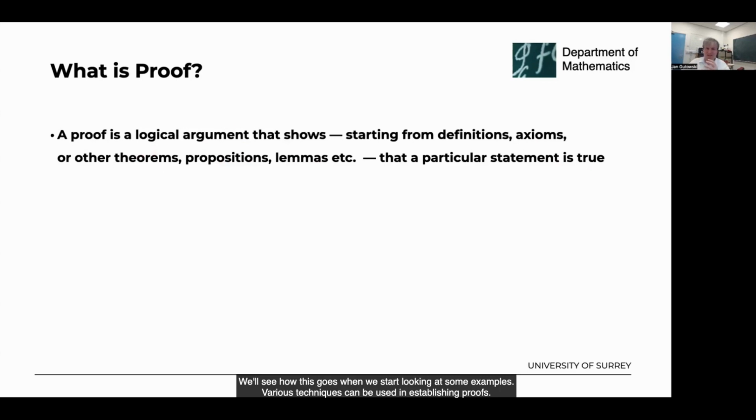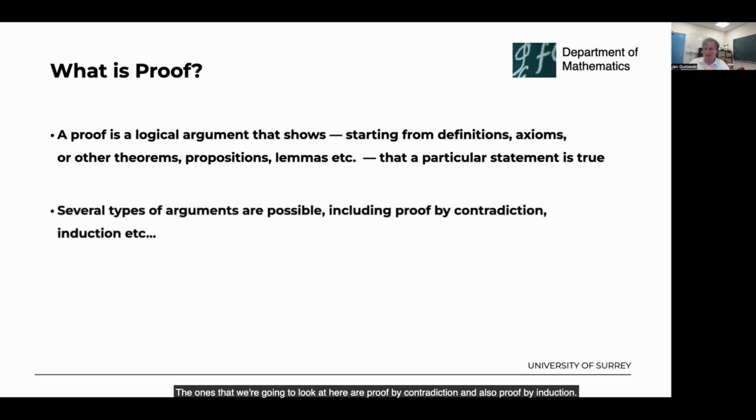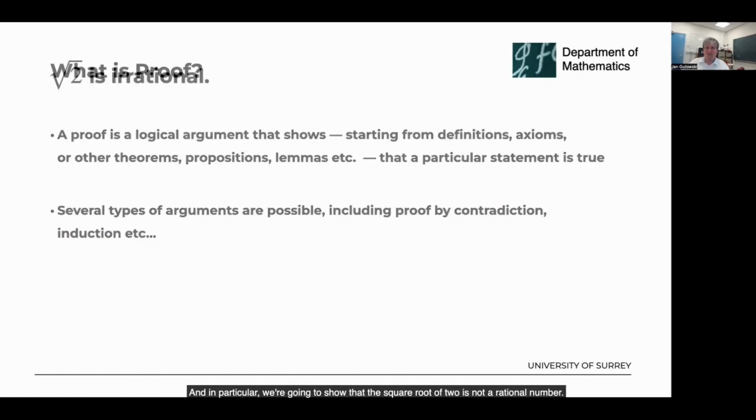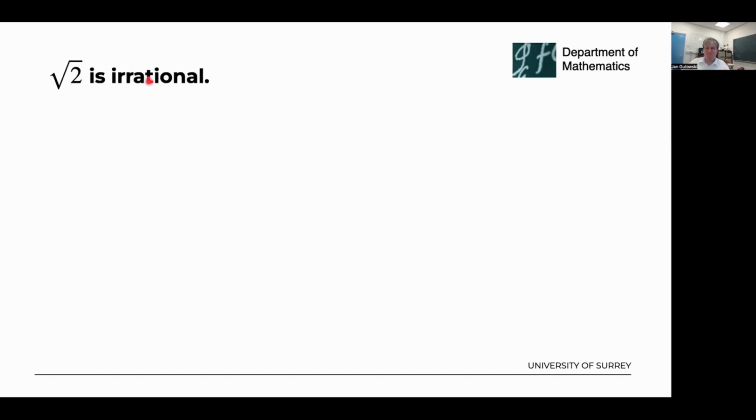Various techniques can be used in establishing proofs. The ones that we're going to look at here are proof by contradiction and also proof by induction, but there are also others. We're going to start with an example of proof by contradiction, one which you've probably seen before, which is to do with the square root of 2. In particular, we're going to show that the square root of 2 is not a rational number. So let's see how that goes.